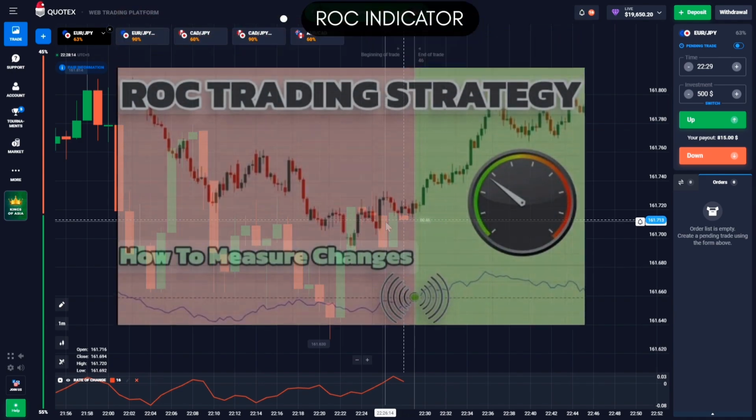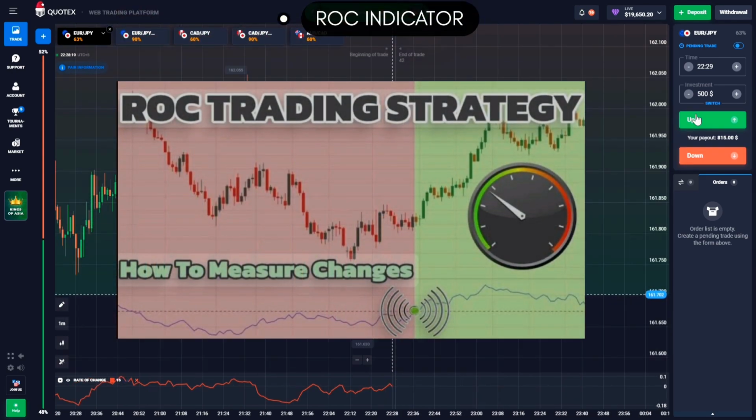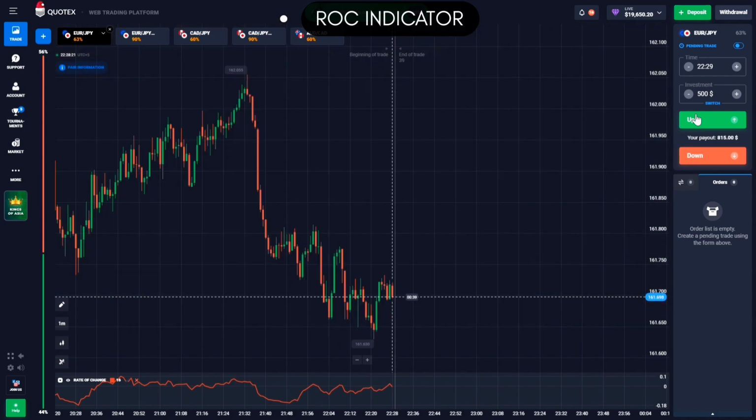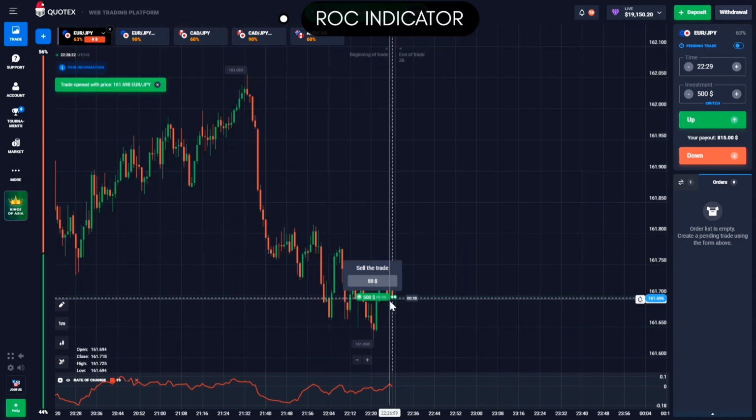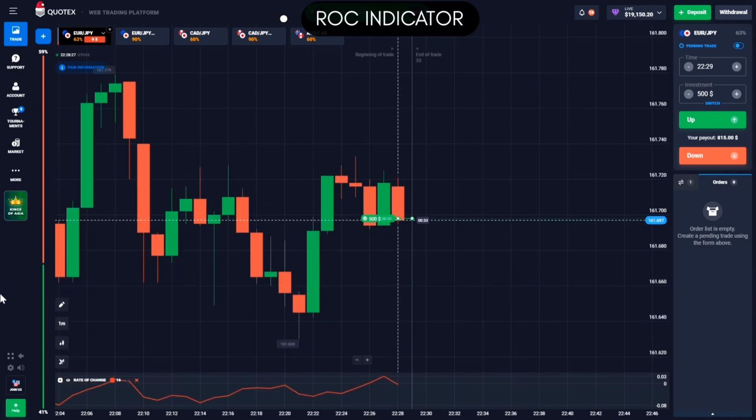Today, we're going to explore one of the most powerful momentum indicators in trading, the rate of change, ROC, indicator. This indicator is designed to measure the speed at which an asset's price is changing, helping you identify trends, spot potential reversals, and make informed trading decisions.